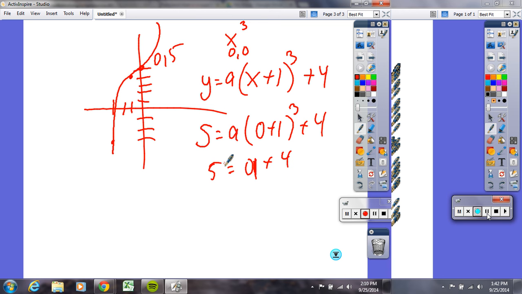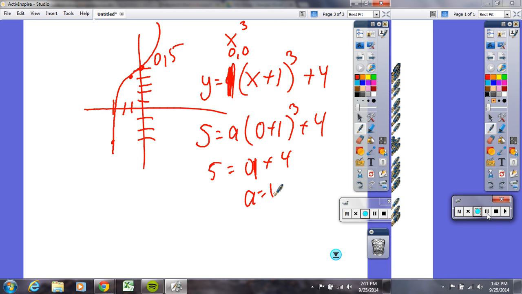Let me do it one more time just to make sure. 0 plus 1 is 1. 1 cubed is 1. 1 times a is a. Subtract the 4 over, a is 1. There's my equation. Because a is 1, I just go back to the original and switch out a with the 1. Would it have worked the same way if I picked the other number? It would have. Watch. I'll do it.